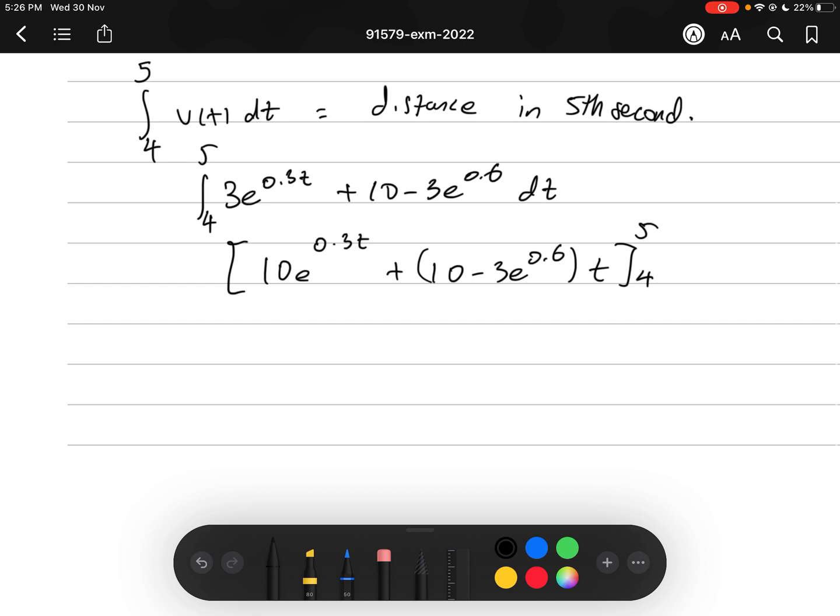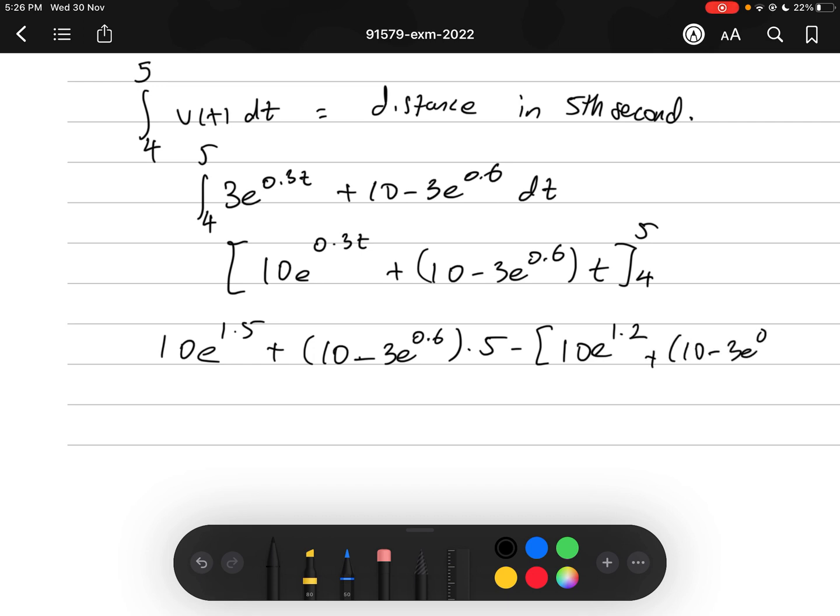Alright, so let's just evaluate this integral. So just plugging in the numbers. Just be careful to not make any mistakes in your computation here. So we have 10e to the power of 0.3 times 5, which is 1.5, plus 10 minus 3e to the power of 0.6 times 5, minus 10e to the power of 1.2 plus 10 minus 3e to the power of 0.6 times 4.